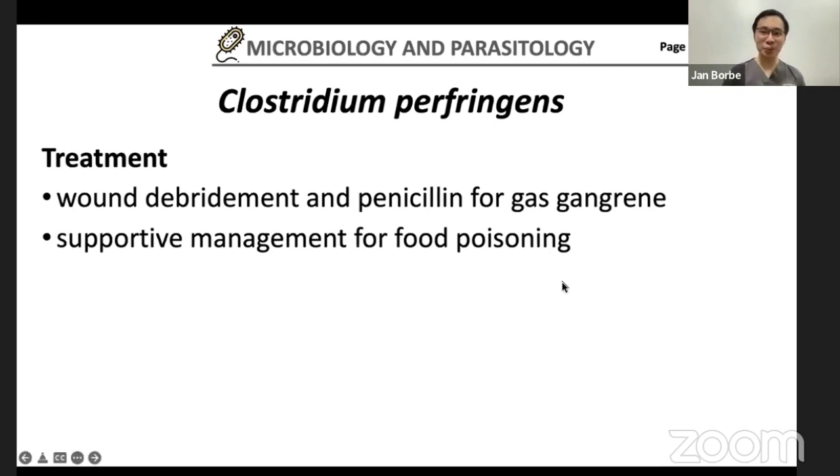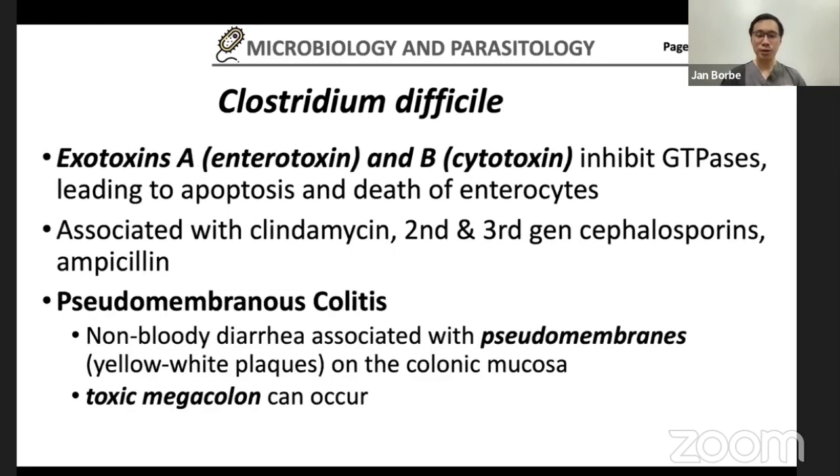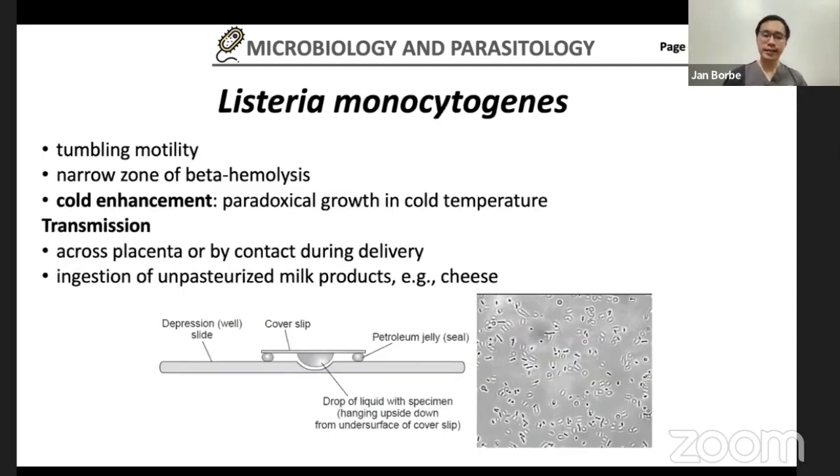So, balik tayo sa totoong buhay, the management for your run-of-the-mill cases of food poisoning, it's just supportive. You don't need to give antibiotics for this. Okay, so sa difficile, you have your exotoxin A and B, and that is also the reason why your diagnostic tool for this is stool antigen testing that would detect both exotoxin A and exotoxin B. Okay? So, punta naman tayo kay listeria.